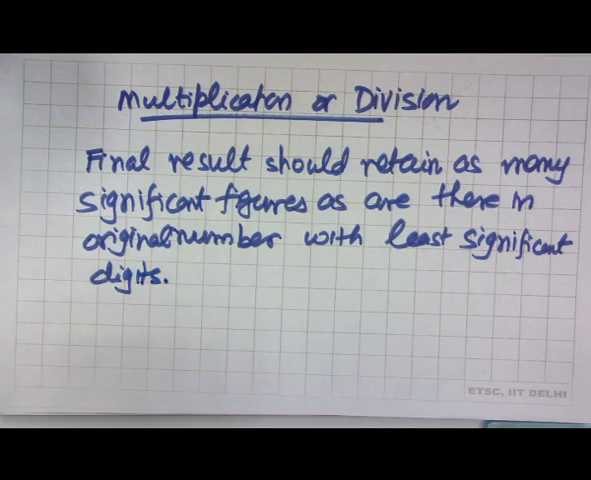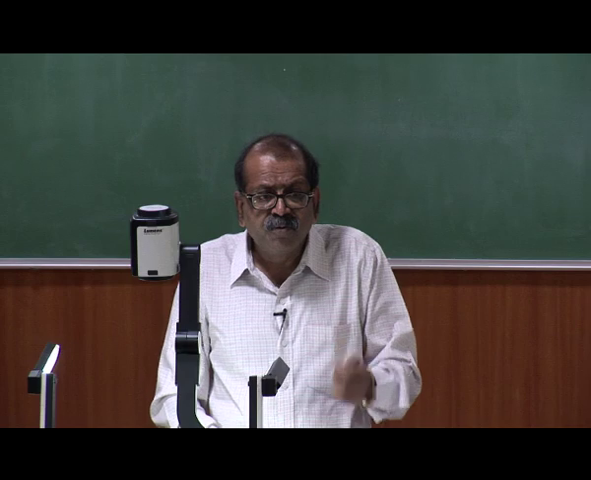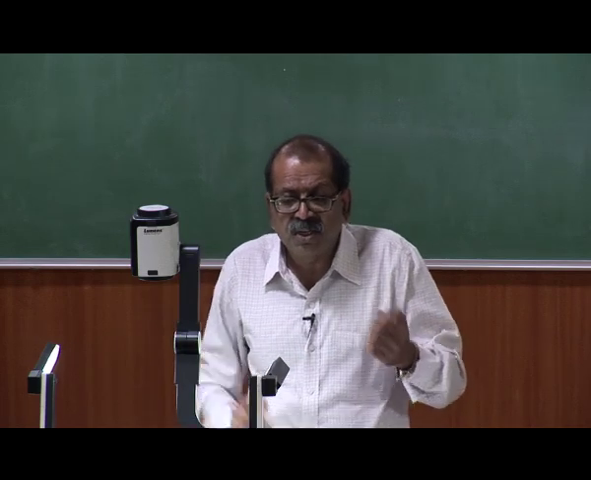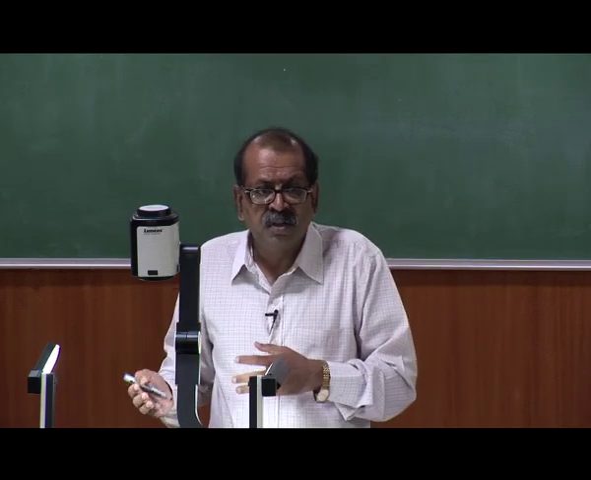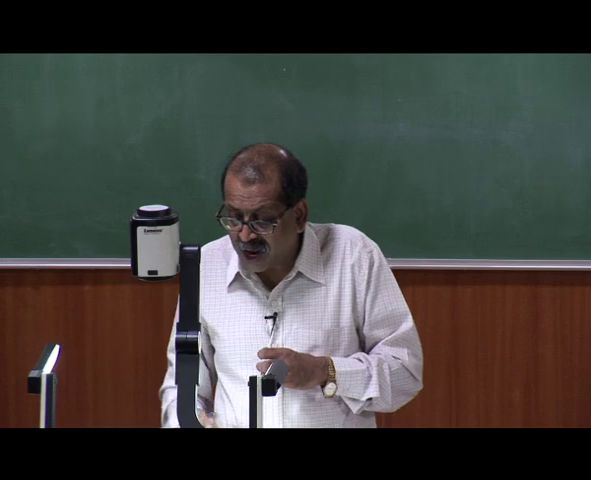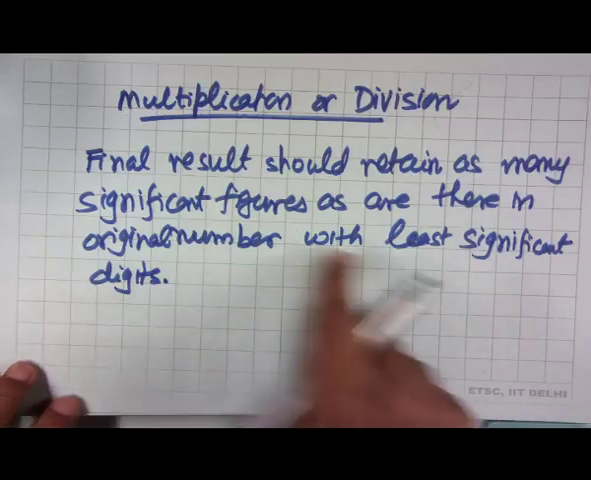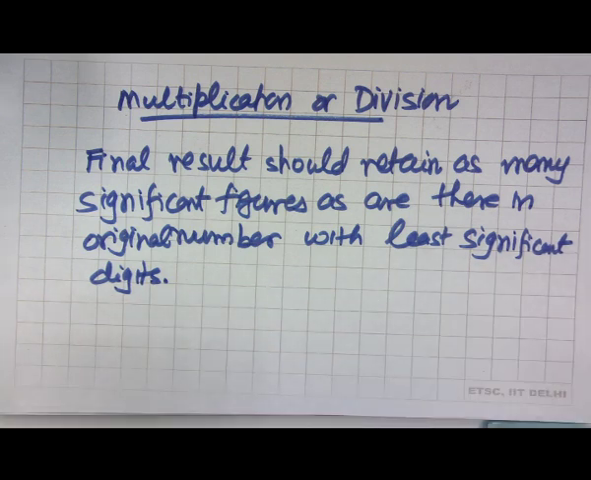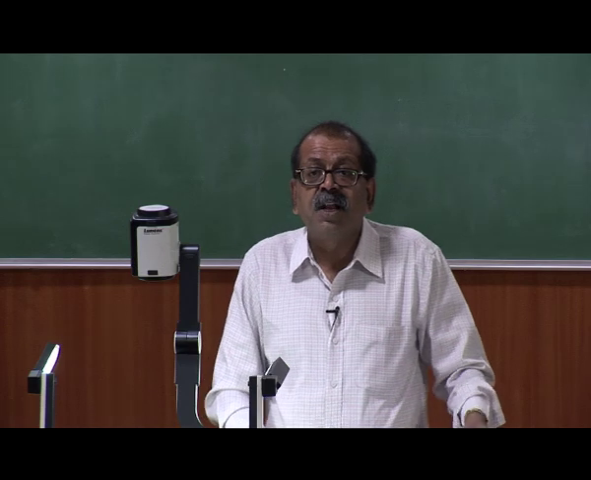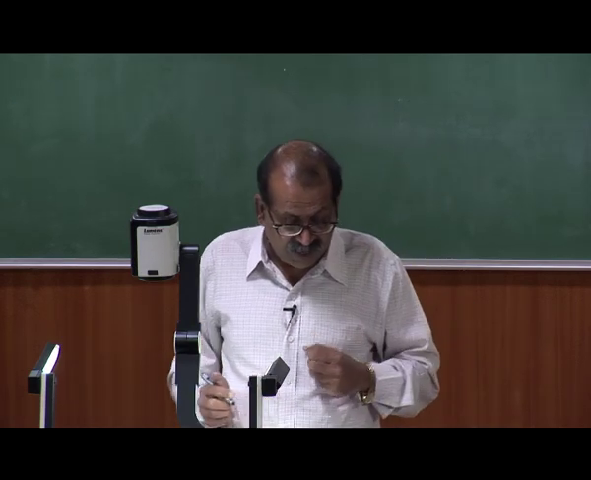What this means is, you are multiplying or dividing, or the formula contains 3 or 4 quantities. First quantity has 5 significant digits, second has 6, third has 3 and fourth has 1. So, then the final result which you have should contain as many significant figures as the one with least significant digits. So, in this case which I said, if we had 1 significant digit in these 4 quantities, then the final answer has to be with 1 significant digit.